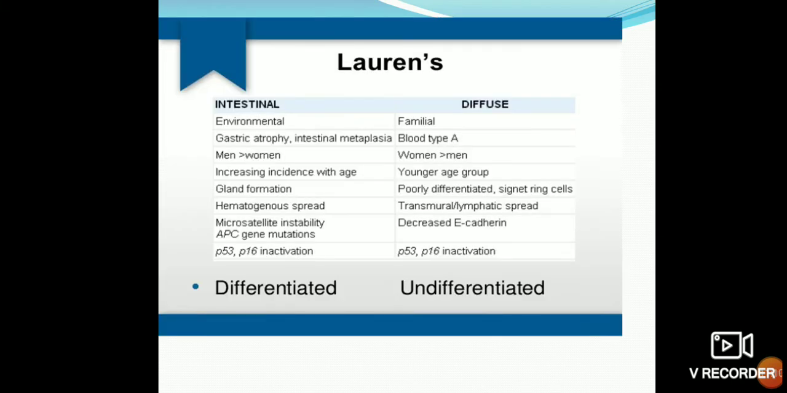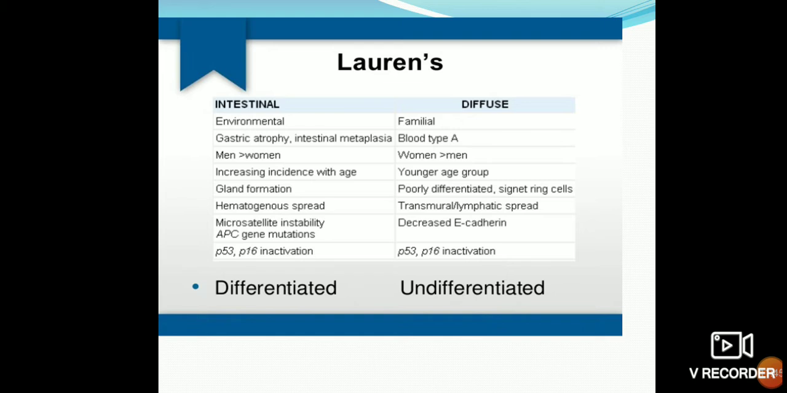Lauren classification: Lauren classified gastric carcinoma into 2 types, intestinal type and diffuse type. Intestinal type occurs due to environmental exposures, while diffuse is due to familial causes. Intestinal type occurs due to gastric atrophy or intestinal metaplasia. Diffuse type occurs most commonly in blood type A. Intestinal type is common in men, while diffuse is common in women.